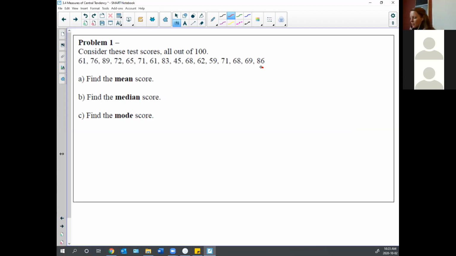Caprice, did you get the same, 69.13? Yeah, I got the same. Okay, all right, so did I. 69.13. Okay, for median, we're gonna have to organize this smallest to biggest and figure out the middle number. So what do you guys see as the smallest number?